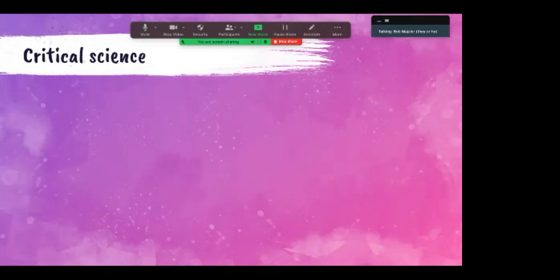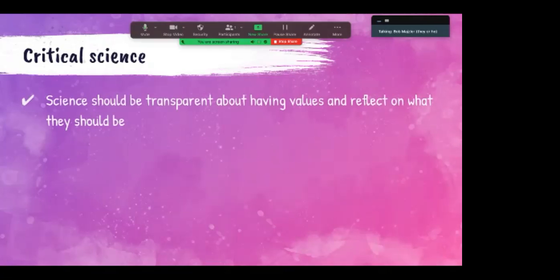And so what is a critical science? Well, one thing is that science should be transparent about having values and reflect on what they should be. So I talked about that already in contrasting Oppenheimer and Einstein. Einstein is saying, be transparent. What are the values? Name those values. Don't hide behind neutrality. And then let's talk about, as a scientific community, what values we want.